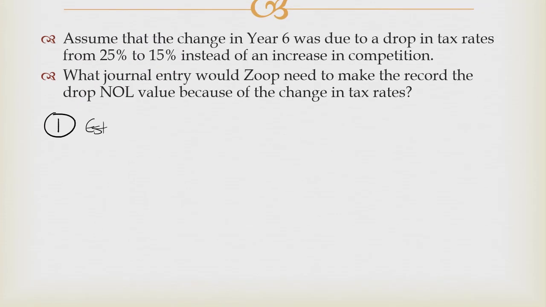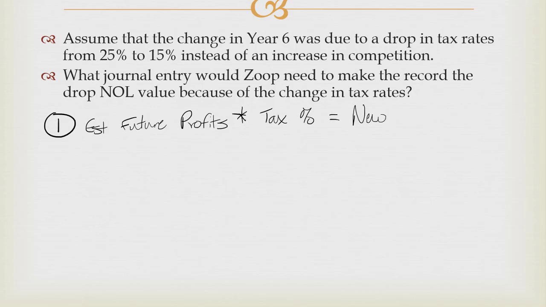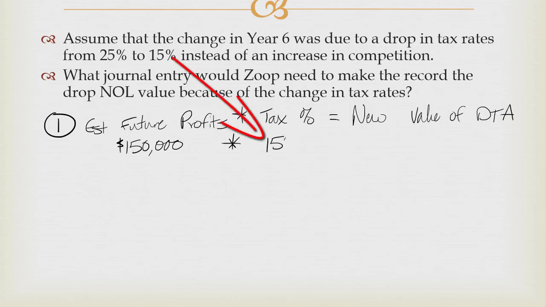Take my estimated future profits that I think I can cover with the NOL times the tax rate, and that's going to give me my new value of my deferred tax asset. I think I can still use all of my NOL, so I'm going to use the full 150,000. That's what's left of the 600,000 of the original year 4 net operating loss. Tax rate is 15%, so the new value is 22,500. That's what I think it's worth.